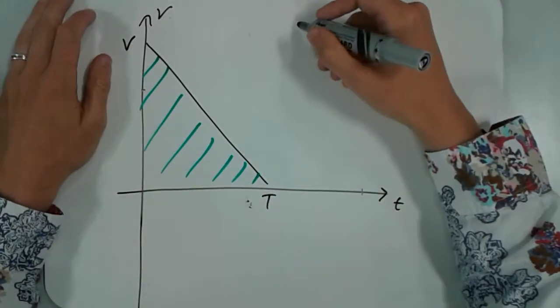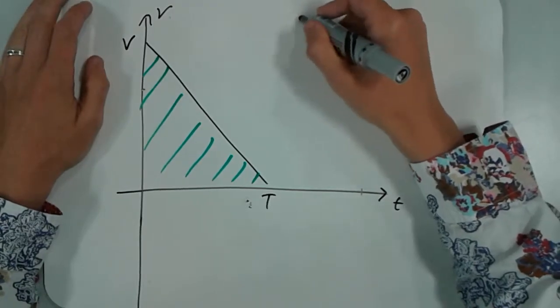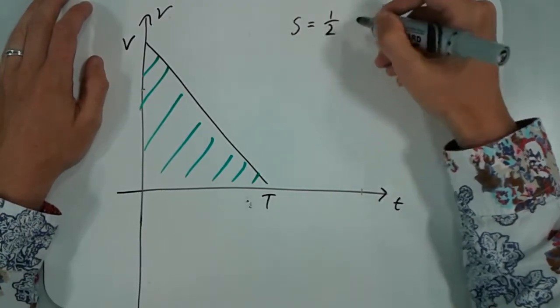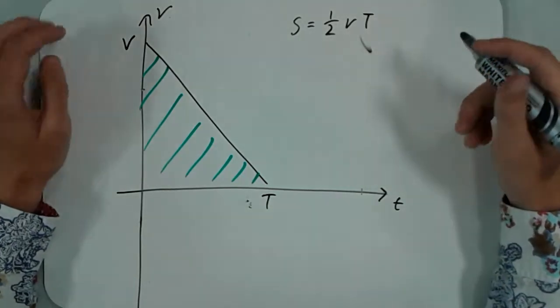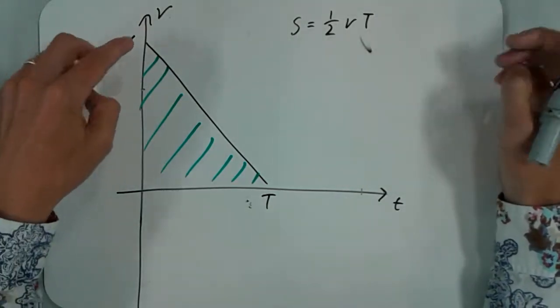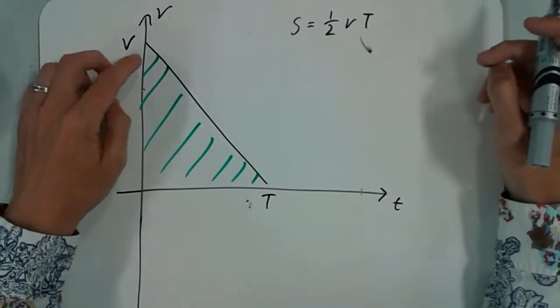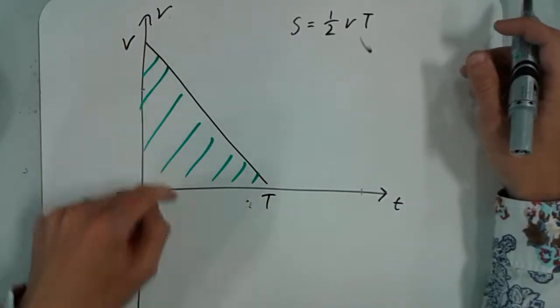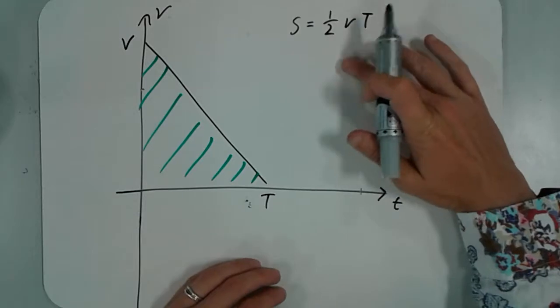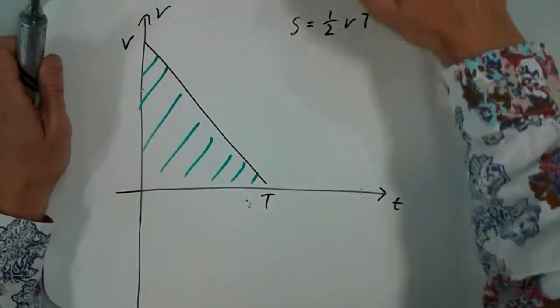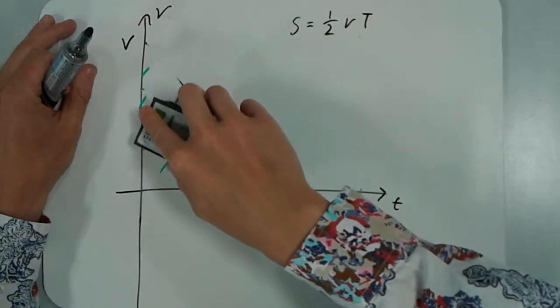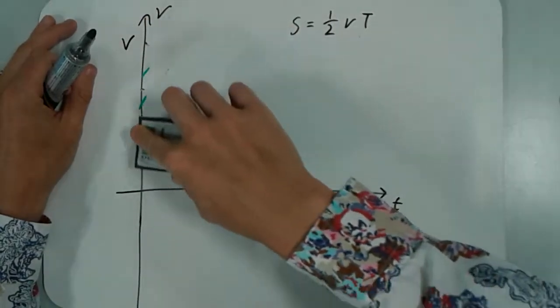Velocity, time, we've got a triangle, so our displacement will be a half vt. Okay, so remember, displacement is the area between your graph and the time axis. In this case, as we have a triangle, a half vt. Okay, so now let's see how we can extend this idea a bit further.